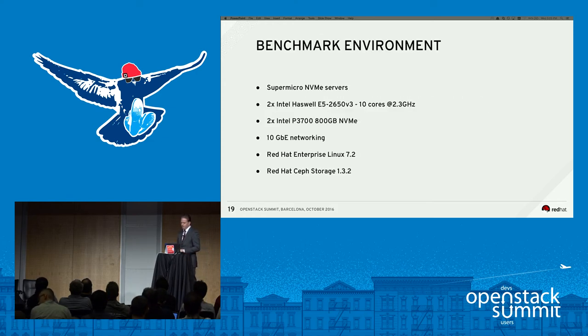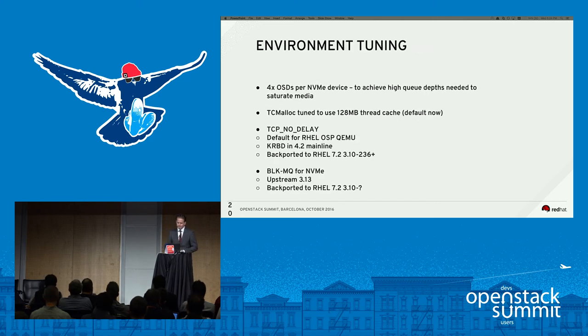So our benchmark environment, I mentioned earlier, was Supermicro NVMe servers. We had two pretty recent 2650 Haswell CPUs, and two Intel P3700 800 gig NVMe devices, dual 10 gig networking, and we were running RHEL 7.2 and the previous release of Red Hat Storage, not the most recent release, because this work was done earlier this year, which is based on the Hammer release. So this is before Jewel. We did do some tuning though.